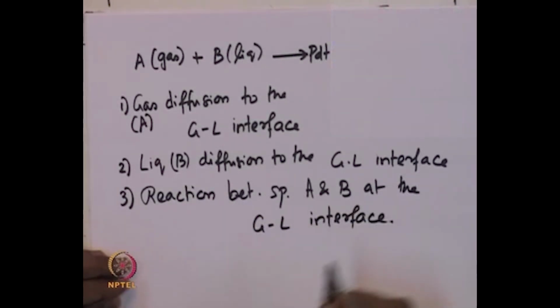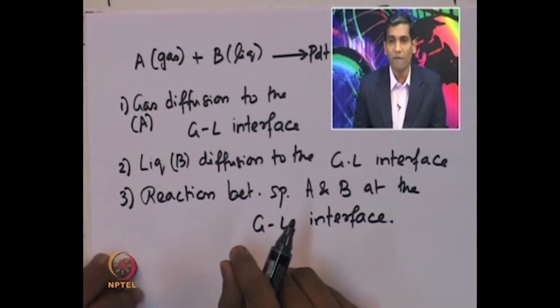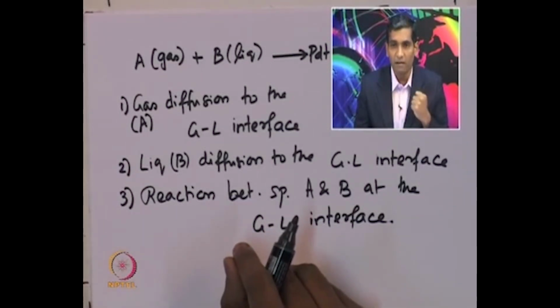It has been assumed that the reaction occurs at the interface. However, the reaction need not be confined to the interface, as were the cases that were covered in lecture 26. So, these are the three processes which are occurring in order for the reaction to occur.